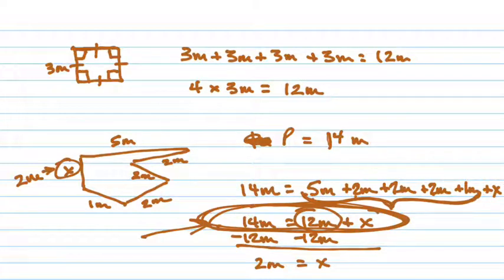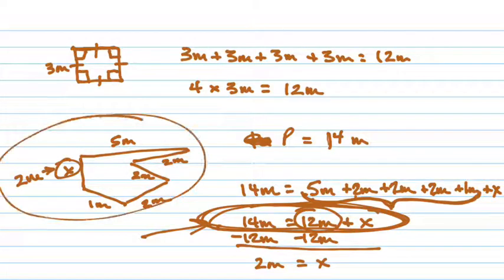All right. Now, so this was an irregular shape. It didn't matter. Again, perimeter of any shape, you just add up the sides. Okay? We're going to talk a little bit about circles.